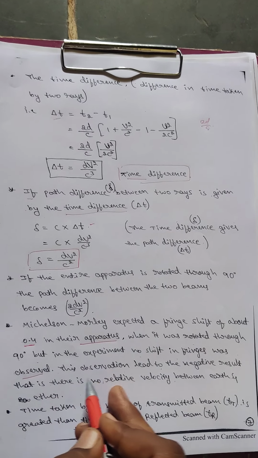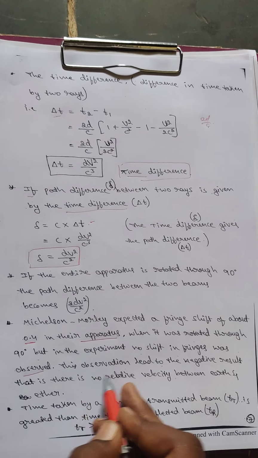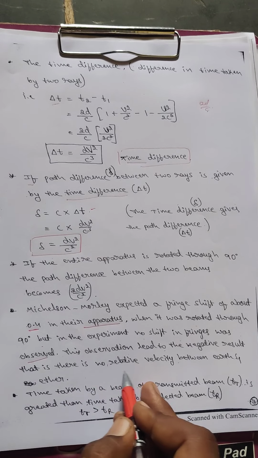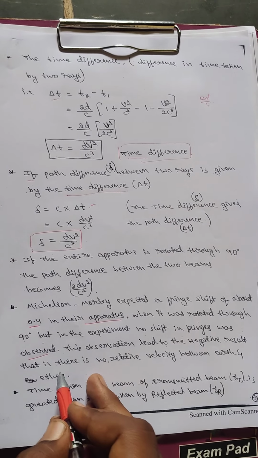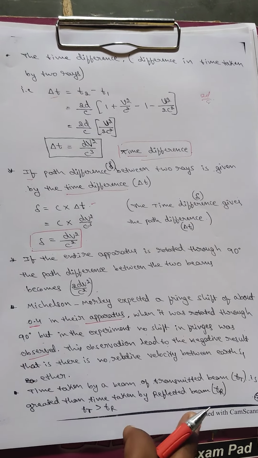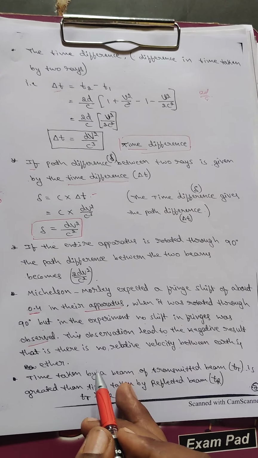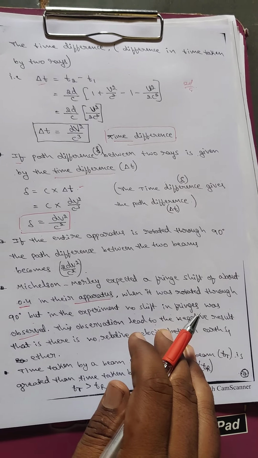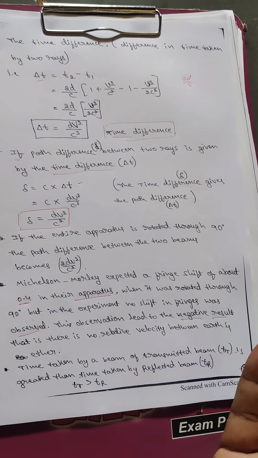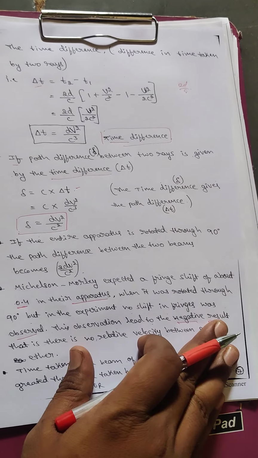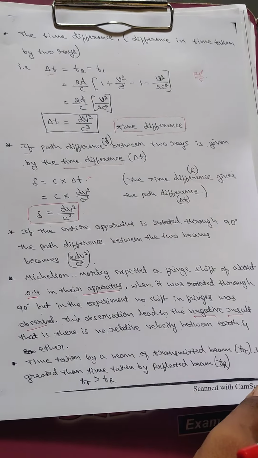So they concluded that this observation leads to a negative result, that there is no relative velocity between the earth and the ether. By this observation they learned that the experiment should give a negative, that is a null, result, and also concluded that the time taken by the transmitted beam is greater than the time taken by the reflected beam.